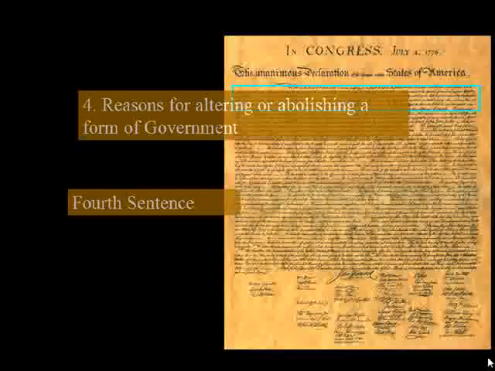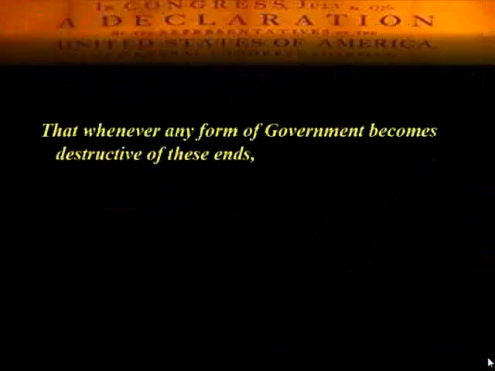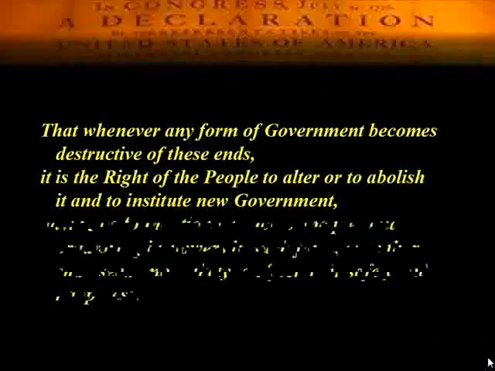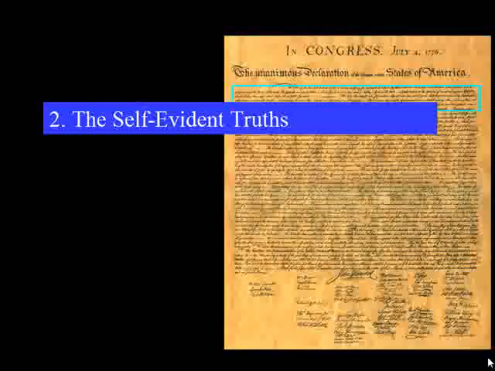And then lastly, in this introductory paragraph, they give reasons for altering or abolishing a form of government. And they say this: that when any form of government becomes destructive of these ends, that is, preserving the self-evident truths that they had already named, it is the right of the people to alter or to abolish it and to institute new government, laying its foundation on such principles and organizing its powers in such form as to them shall seem most likely to affect their safety and happiness.